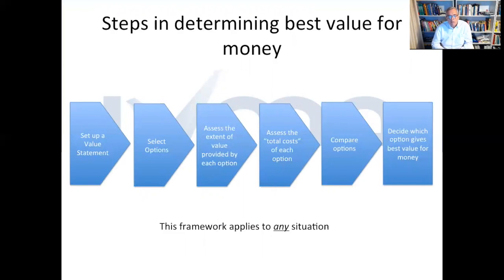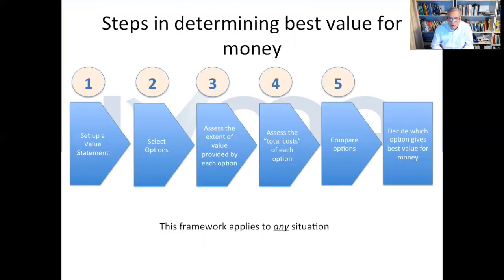So then here are the steps in determining best value for money, and there are 6 of them. The first, we set up a value statement. Second, we select options. Third, we assess the extent of the value provided by each option. Fourth, we assess the total costs of each option. 5, we compare the options. And 6, we decide which gives best value for money. Now, this framework will apply to any situation. We use this framework within the steps of an overall value management study, but you can take this framework and use it anywhere, whether you're doing formal value management or not.